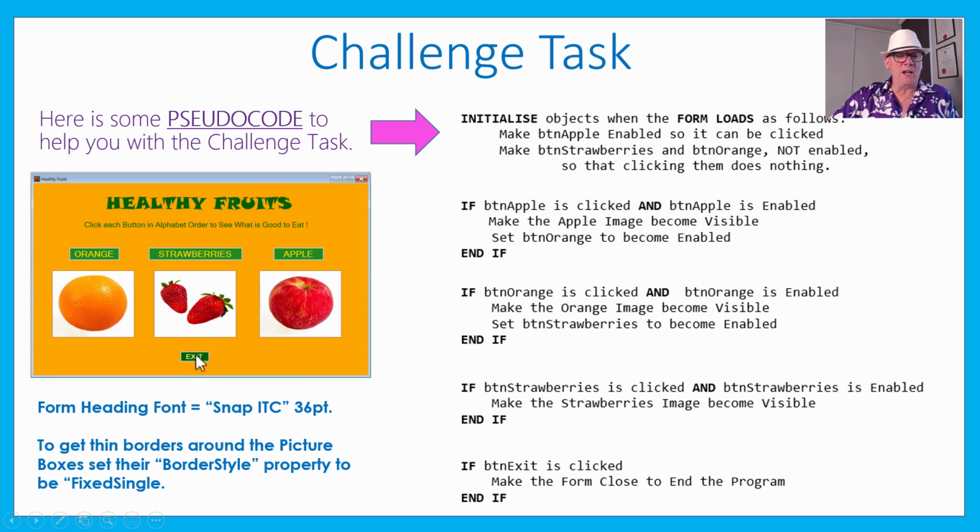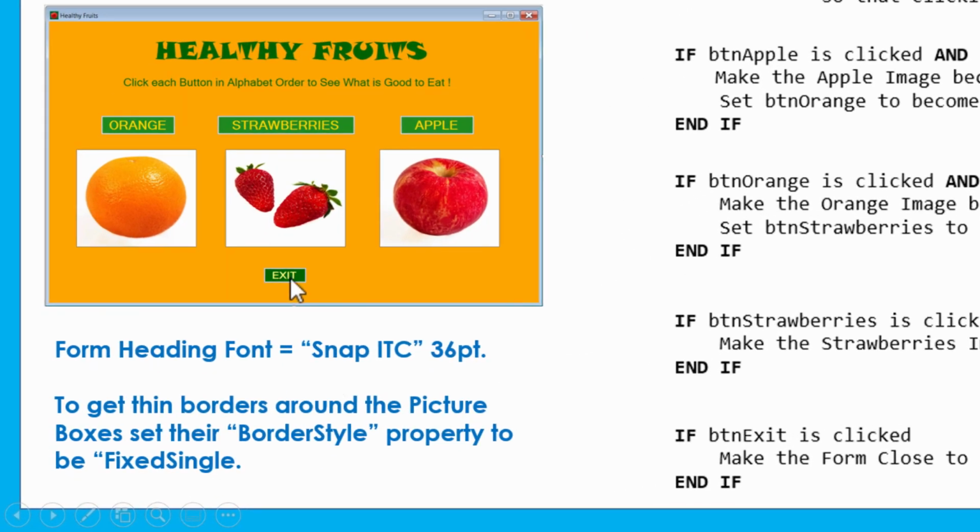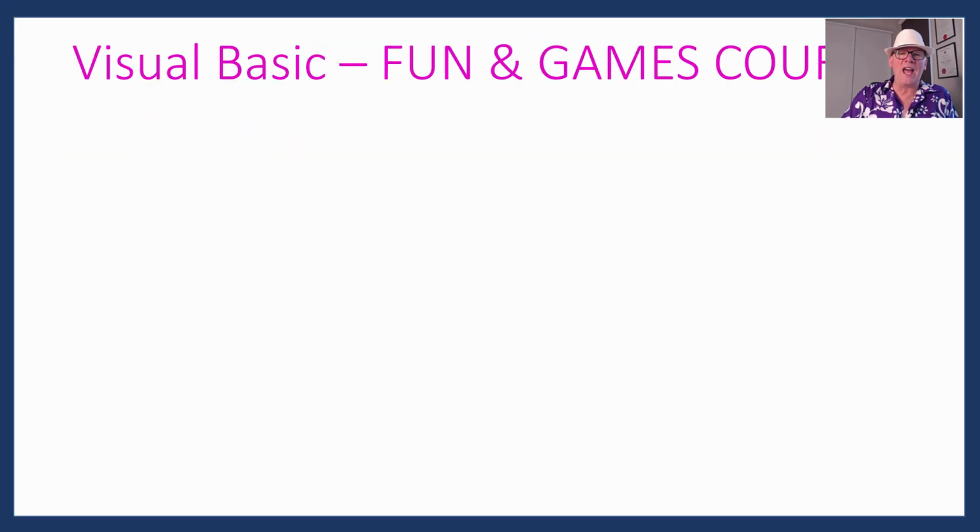So there is an exit button down the bottom here as well. It just needs a close command in VB.NET to close down the program. So rather than use the red X up the top corner, there's also the option of clicking this exit button here to close it down. Now that form heading, if you're wondering how we got that sort of happy, healthy fruits font, that one's called Snap ITC, and we just use a font size of 36 point on that.